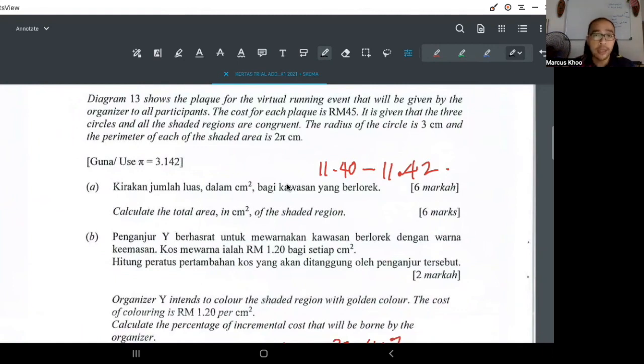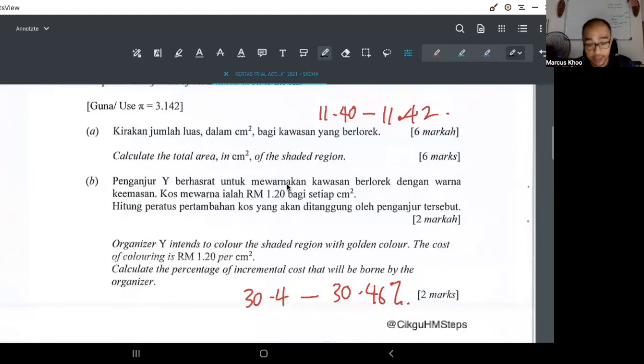So this is not a difficult question. Well, it's a pretty standard question now. I would say this is a standard SPM question. It's a pretty good question. But it is a whole chunk of 6 marks, so you want to make sure that you don't get this wrong.